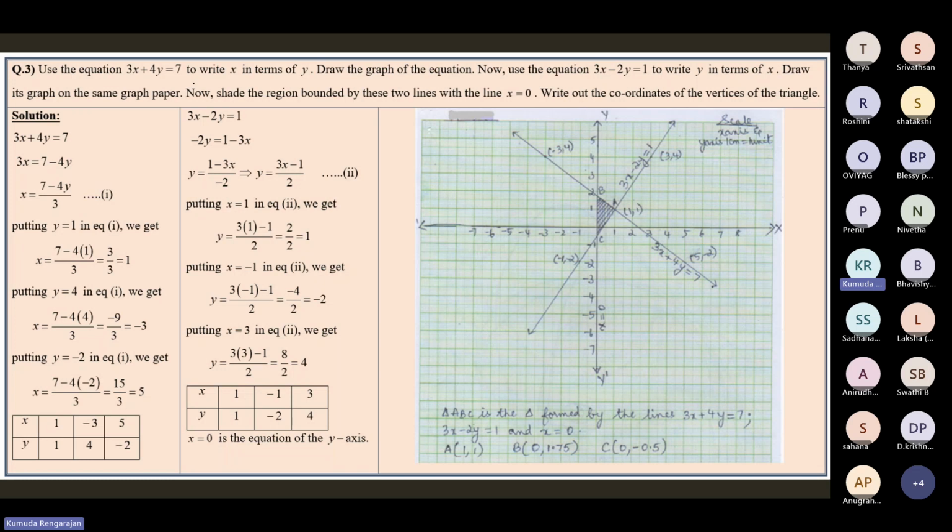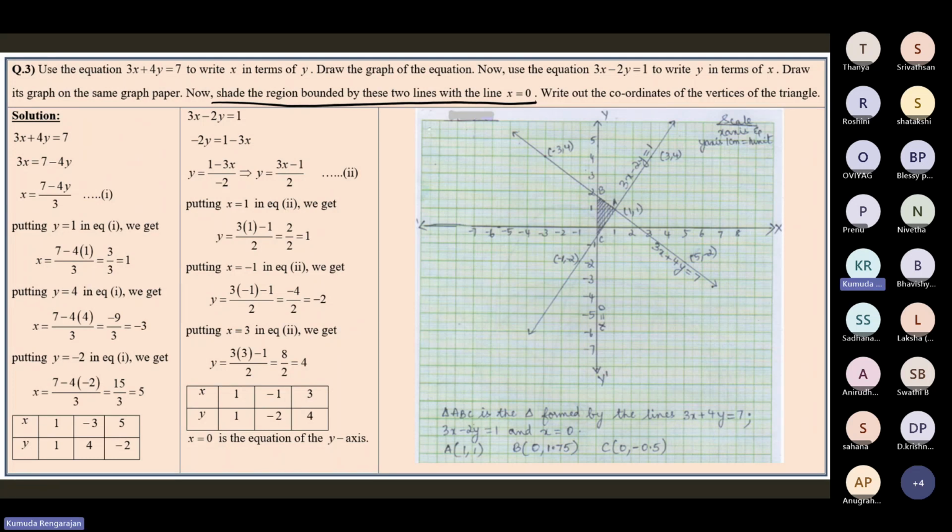Now let's read the further instruction. Shade the region bounded by these two lines with the line x is equal to 0. You need to shade the region bounded by these two lines and the line x is equal to 0. So in all now we have three lines.